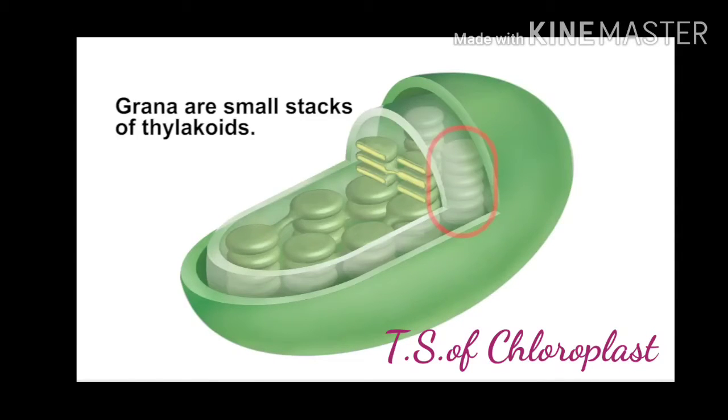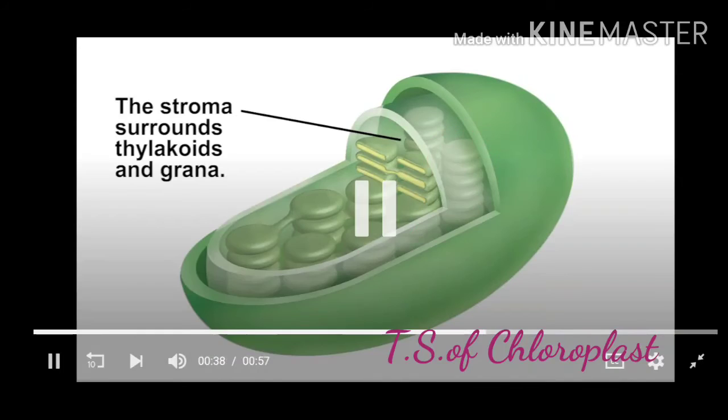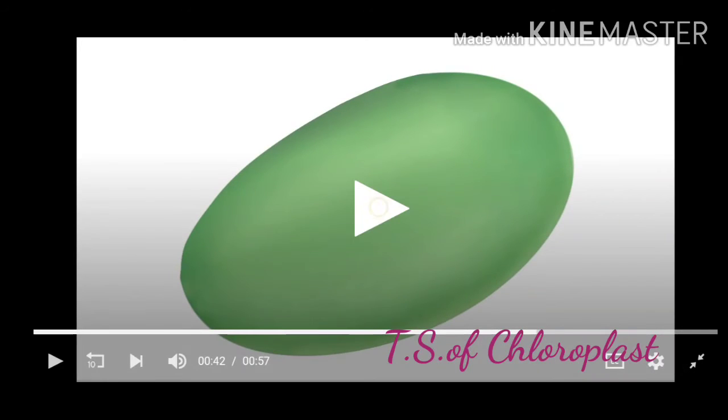So in the grana, the light reaction of photosynthesis will take place, and in the stroma, the dark reaction or light independent reaction takes place. So the liquid portion which surrounds the thylakoid.